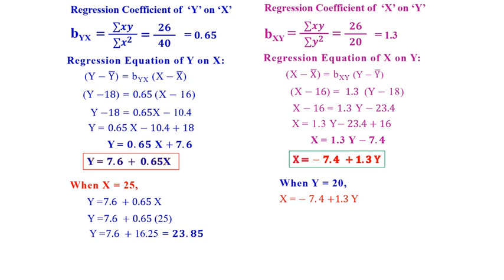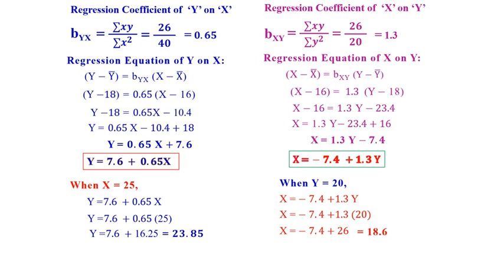Similarly, when y is given as 20, use the x on y equation as computed above, minus 7.4 plus 1.3y. In the place of y, you substitute 20 like this, multiply 1.3 into 20. So minus 7.4 plus 26. So we have to subtract. When y is given as 20, x becomes 18.6. Okay, like this we will arrange the solution.